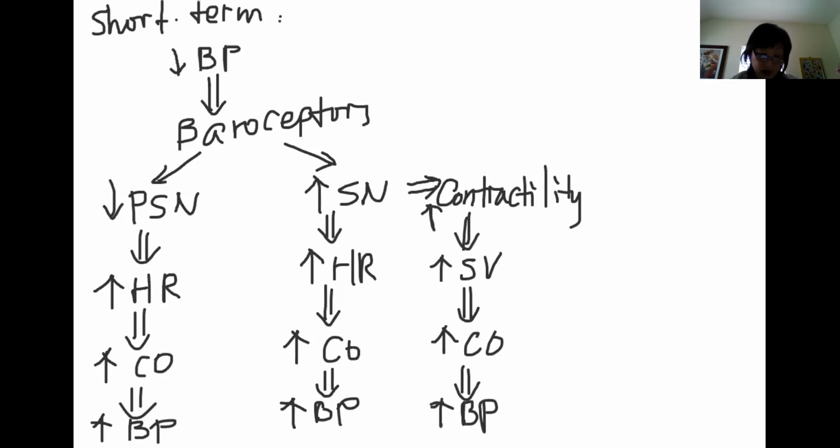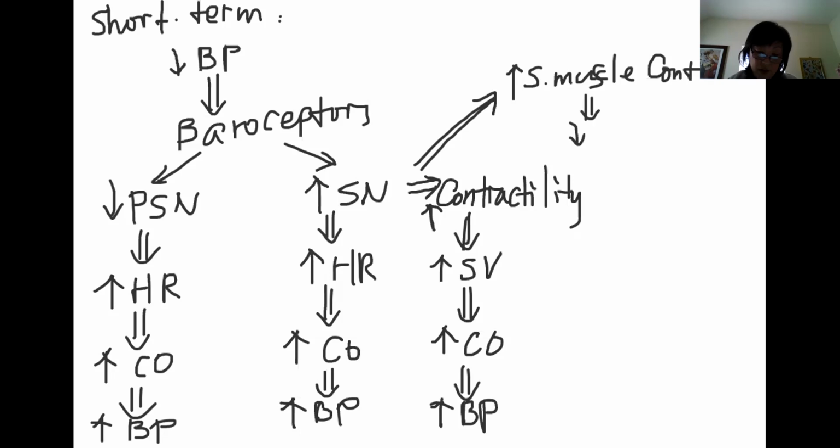And also the sympathetic nerve stimulation will increase smooth muscle contraction, which will decrease diameter. Then, if you decrease the diameter, what's going to happen to the pressure?